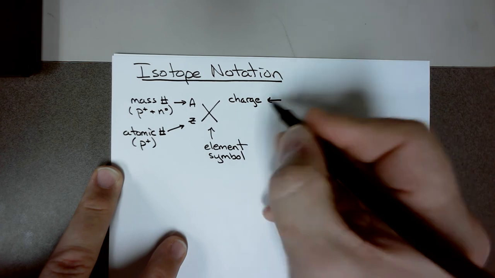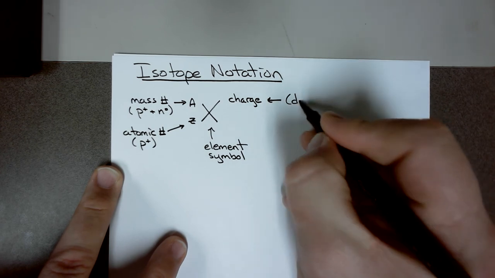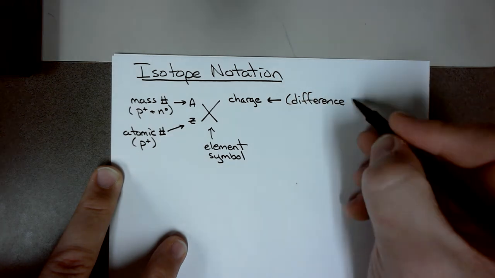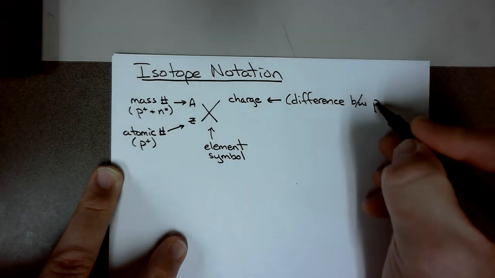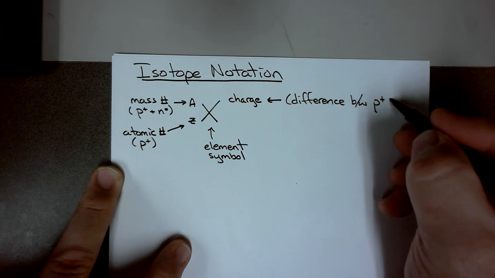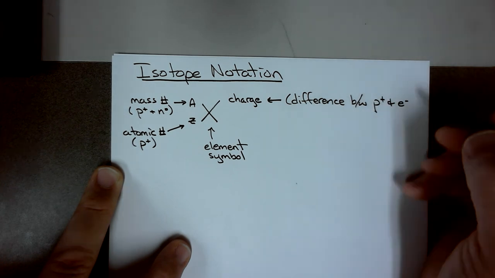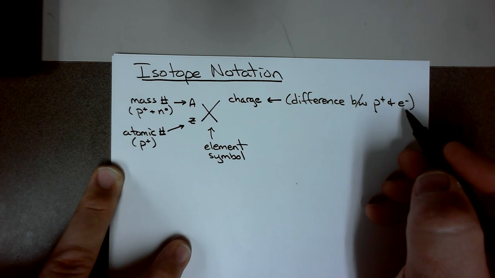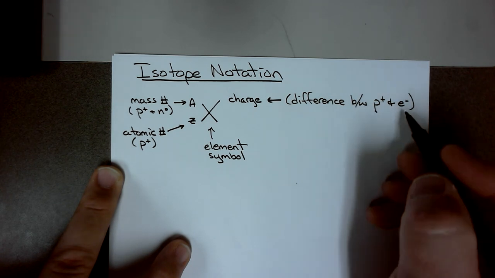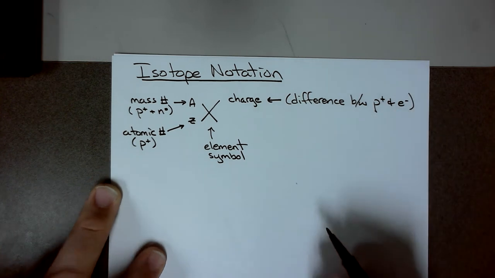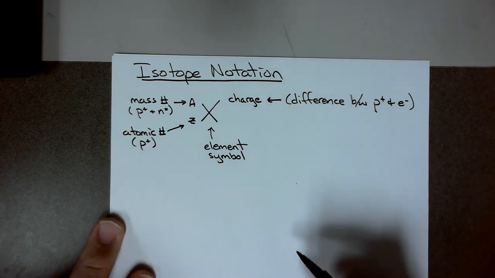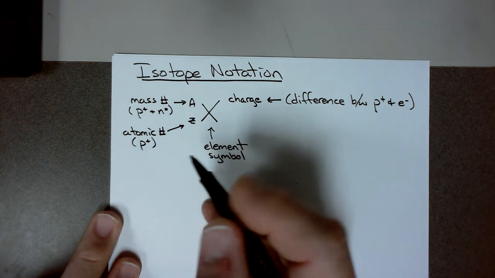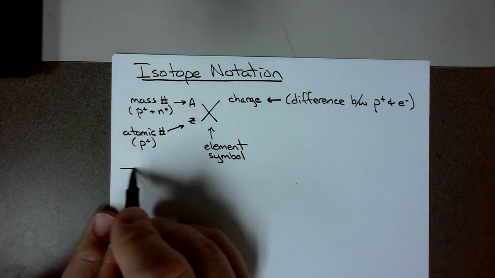And a charge is the difference between protons and electrons. I don't want to say protons minus electrons or plus, because it all depends on whether you gained or lost electrons. So it's the difference between the two. So how would we use this isotope notation? Let's do a couple of examples of this.